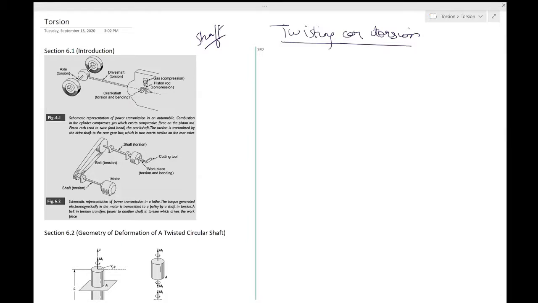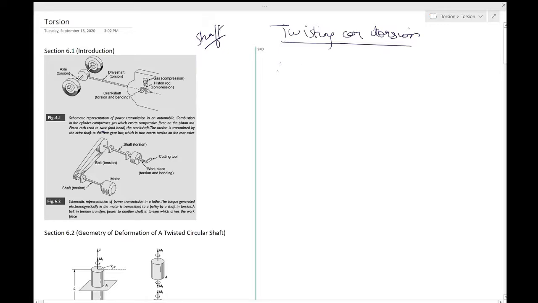So you have a compression in the cylinder, which compresses gas and exerts compressive force on the piston. Piston rods tend to twist and bend. This is also there, but we primarily focus on twisting. The torsion from the crankshaft is transmitted by the drive shaft to the rear gearbox, which in turn exerts torsion on the rear axles. I do not know whether you will ever have a course in IC engines or automobiles, but for the sake of discussion over here, we will have to understand how this works.